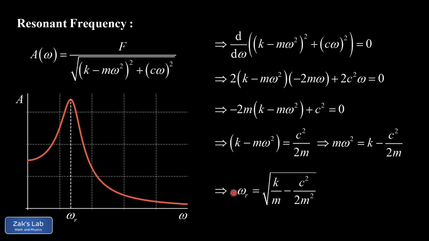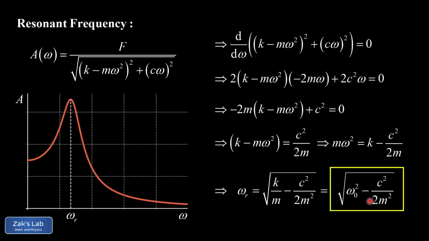So that's the special frequency that we have to drive it at to maximize the amplitude in the steady state solution. Now remember, we can view the k over m as the square of the frequency of the undamped oscillator. So we can call that omega naught squared, and we can write our resonant frequency as the square root of omega naught squared minus c squared over 2m squared. And this makes for an easy comparison to the previous result that we got for the transient solution.